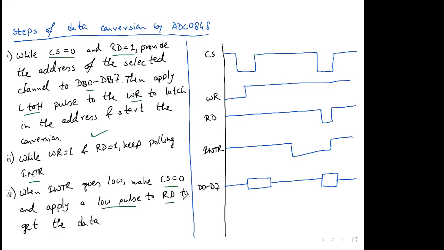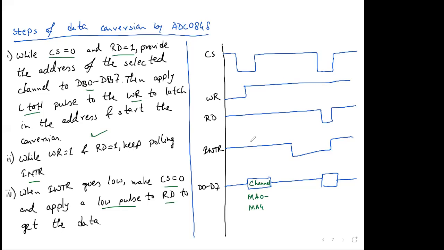So let us correlate with the wave shapes that we have now. While CS is equal to 0 and RD is 1, we have to provide the address of the selected channel. That means in this case, we will provide the channel address. The pins that will be involved are MA0 to MA4, because we need to send the address first. After that, we need to apply a low to high pulse to the WR pin. Then we will get this address and we'll start the conversion.